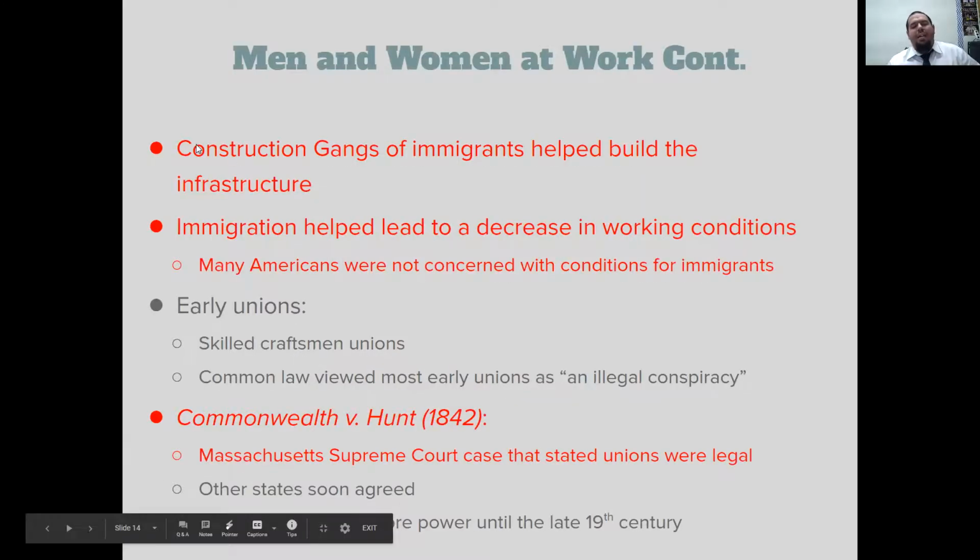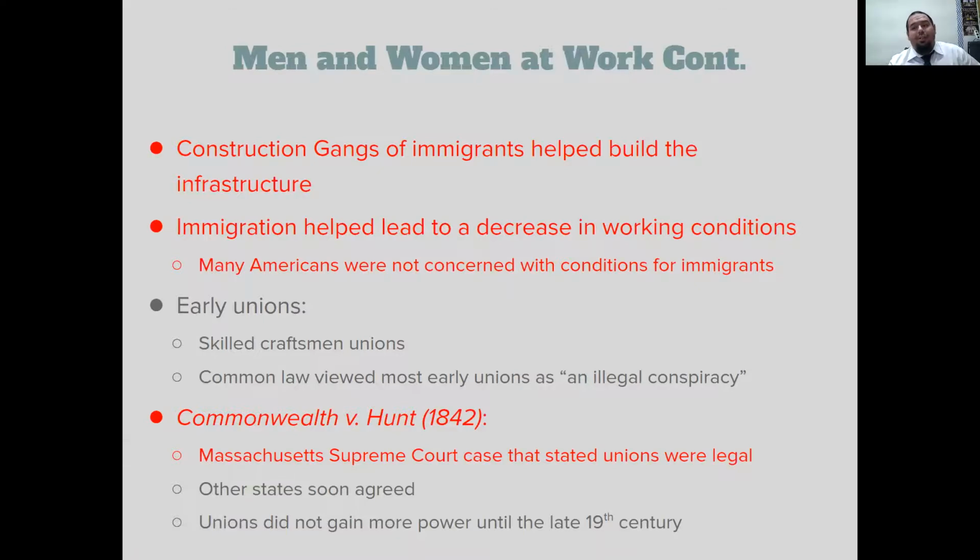Okay, construction gangs of immigrants helped build the infrastructure of the United States, you know, roads, canals, railroads, bridges, buildings, that's infrastructure. Immigration also helped lead to a decrease in working conditions because many Americans then weren't concerned with working conditions for immigrants. So if they're going to take our job, let them work in the poor, unhealthy, unsanitary working conditions. Early unions were formed around this time, but mainly came to fruition after the Civil War.